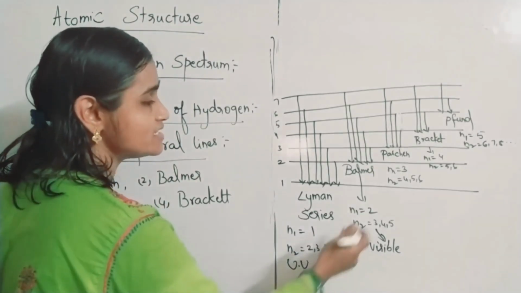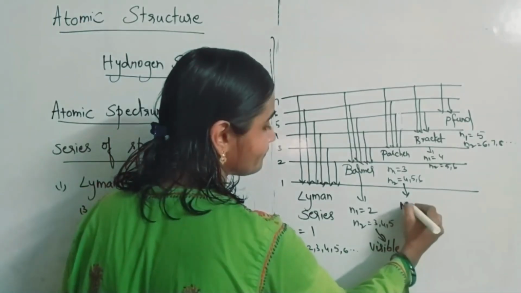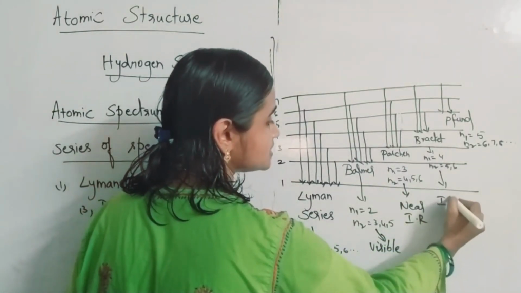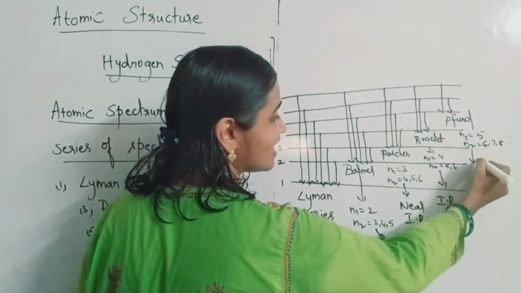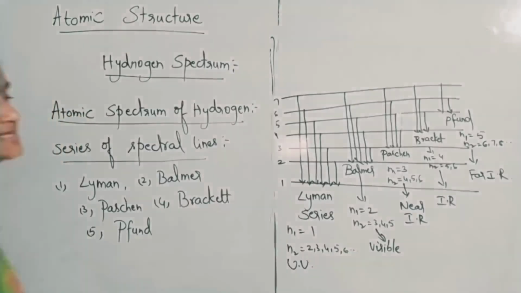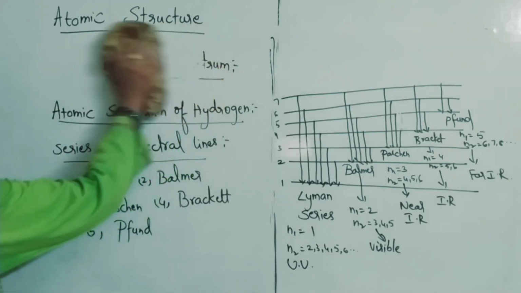Now, the Paschen series is for near infrared, and Brackett is for infrared, near IR. This is present in the infrared region, and the Pfund series is present in the far infrared region. So like this you have series of spectral lines, and these all constitute what? The hydrogen spectrum. Accordingly, you have certain formulas to find the series of spectral lines.